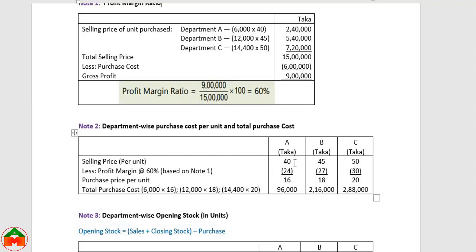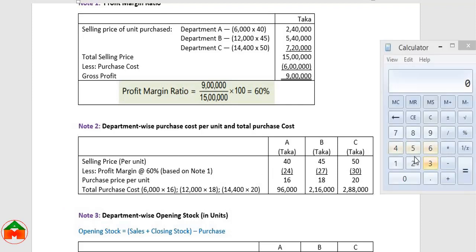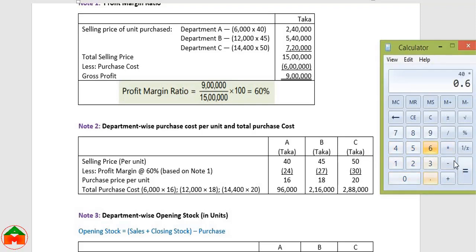So what is the 60% on 40? We are going to calculate 40 multiplied by 60%, which is 24. So this is the profit. 40 is the selling price and 24 is the profit. If we deduct the profit from the sale price, we will get the cost price, which is 16.